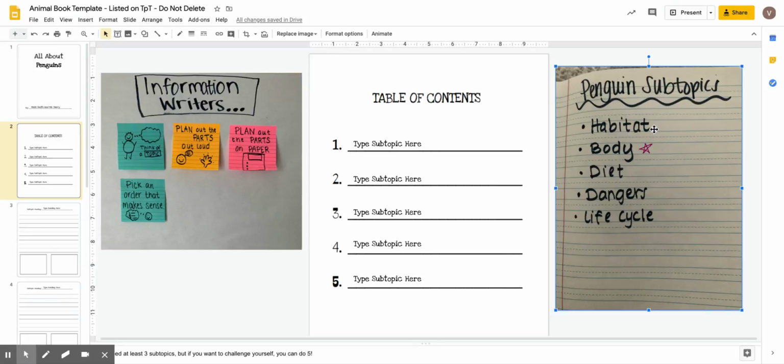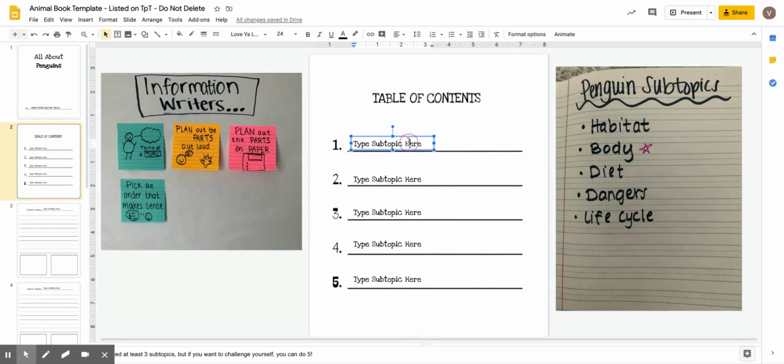So if I'm looking at my list of subtopics that I came up with in my notebook last week, I think that the most important that I need to talk about first is the penguin's body. So I'm going to come over here and type under number 1, body, because I think I'm going to get an overview of what a penguin is and the different parts of its body that help it to survive and to live in the places that it lives in. So I think body makes sense to put first. The next one that I think will make the most sense to come next is habitat.